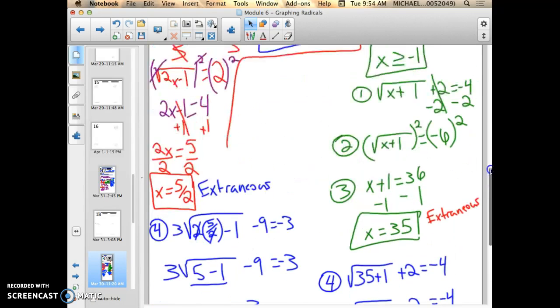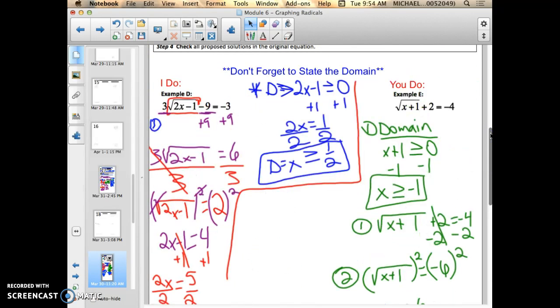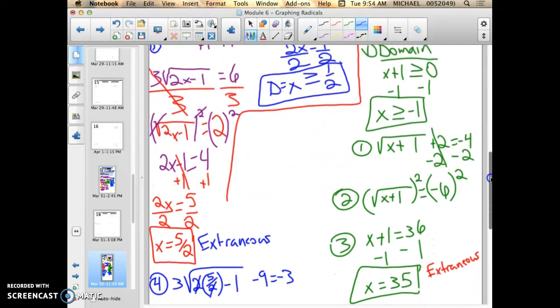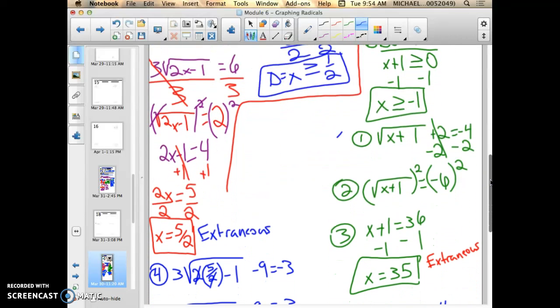At this point, you should have paused your video and tried the you-do problem on your own. The first thing I did was state the domain. I set what was underneath the radical, just the x plus 1, greater or equal to 0. I found that x has to be greater or equal to negative 1 in order for this to work. Then I went about solving the equation. The first step is to isolate the radical. So hopefully your work looks like mine. I just rewrote the equation to begin with up here. And then I subtracted 2 from each side because 2 is being added to the radical.